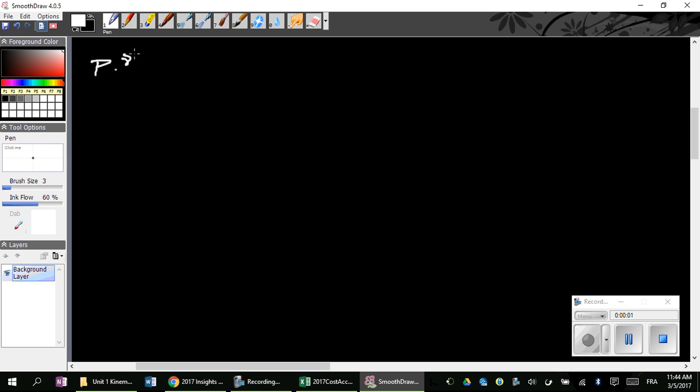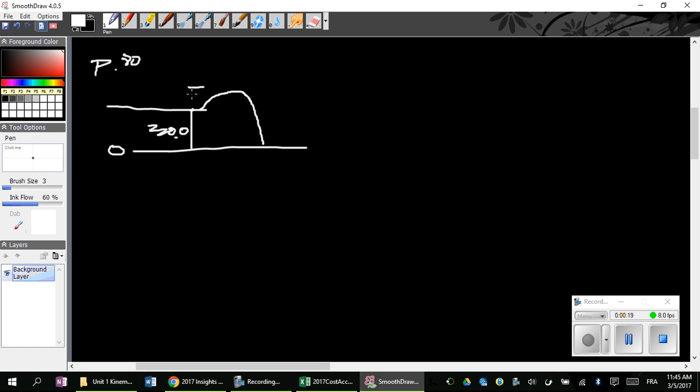Okay, so we're doing page 80, golf ball problem. We've got a cliff that's 30 meters high. We'll use this here as our reference. The ball is shot. So we're going to try to find this distance.